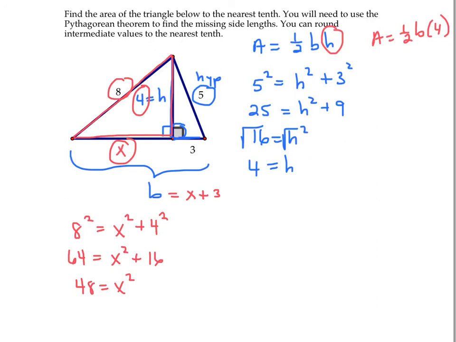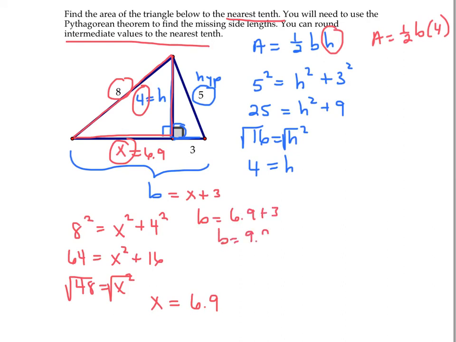Now this is a case where we want to go back to the directions, and it says we can round intermediate values to the nearest tenth. An intermediate value is like an answer that you find along the way. So instead of simplifying this radical, because we're going to take the square root of both sides now, we're going to go to the calculator and take the square root of 48. When you round it to the nearest tenth, it's 6.9. Okay, so this is 6.9, and so that means that our base would be equal to 6.9 plus 3, or the base is equal to 9.9.